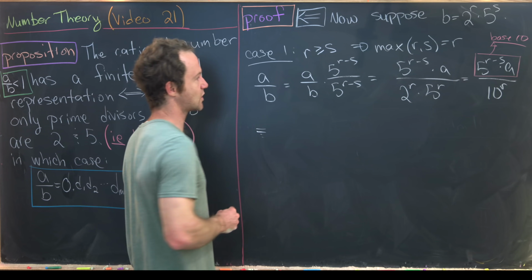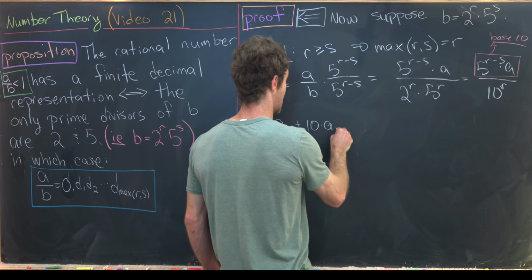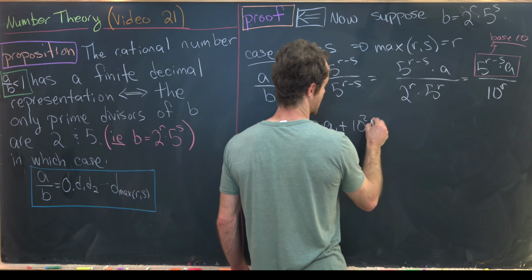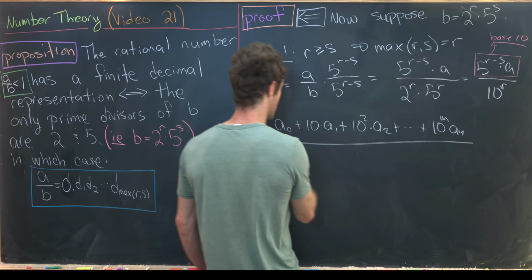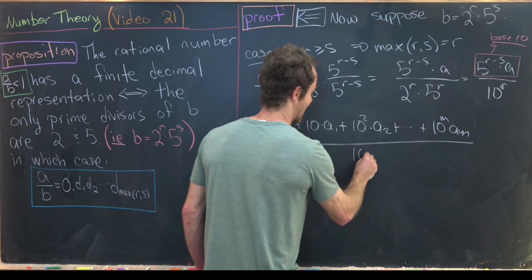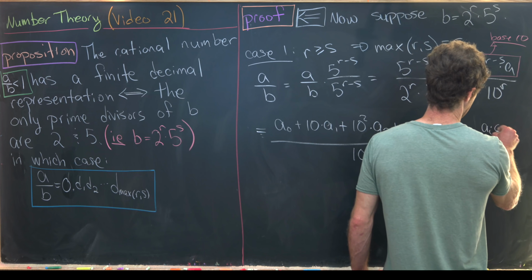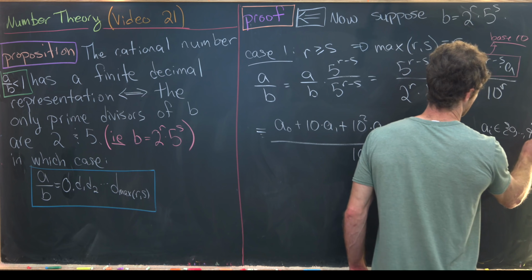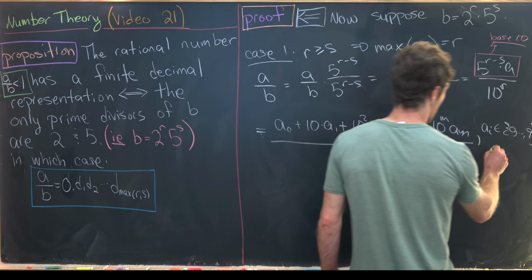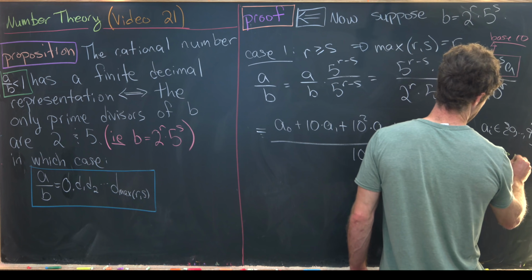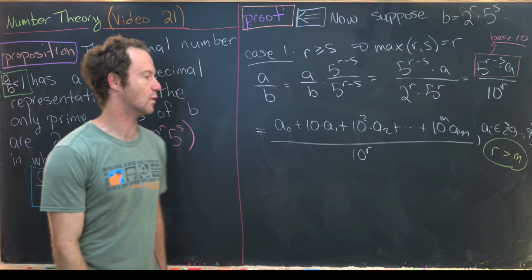So that allows us to write this whole thing as a naught plus 10 times a1 plus 10 squared times a2 all the way up to 10 to the m times am. And this is all over our 10 to the r term. And now here we know that all of these ai's come from the set 0 through 9. Okay, another thing that we know immediately is that r is bigger than m. And we know that because our original number a over b is less than 1.